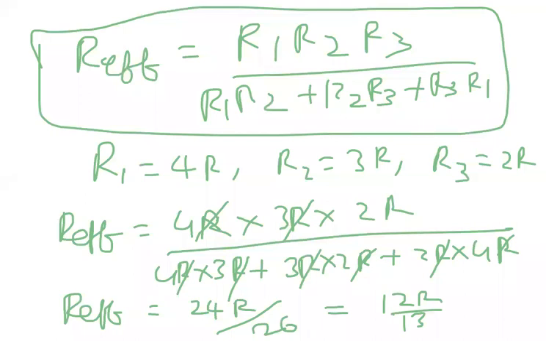R I cancel everywhere. 4 into 3, 12, 12 into 2, 24. In the denominator, 4 into 3, 12, 3 into 2, 6, 12 plus 6, 18, and 18 plus 2 into 4, 8, so 18 plus 8, 26. So I finally got, if I cancel with 2, 12R by 13 as the answer.